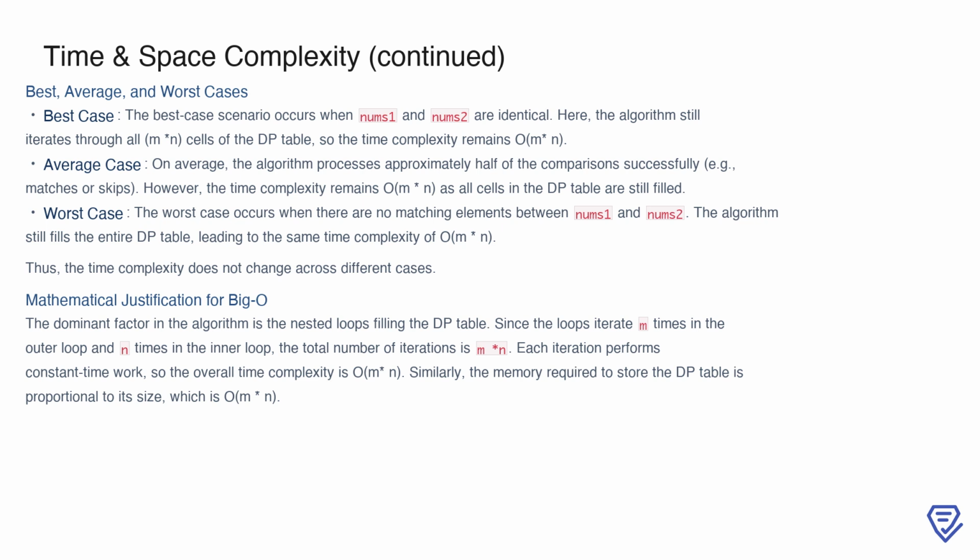Mathematically, the dominant factor is the nested loops, which contribute m*n iterations, each performing constant time work. This gives the overall time complexity of O(m*n). Similarly, the space complexity is determined by the size of the DP table, which is also O(m*n).